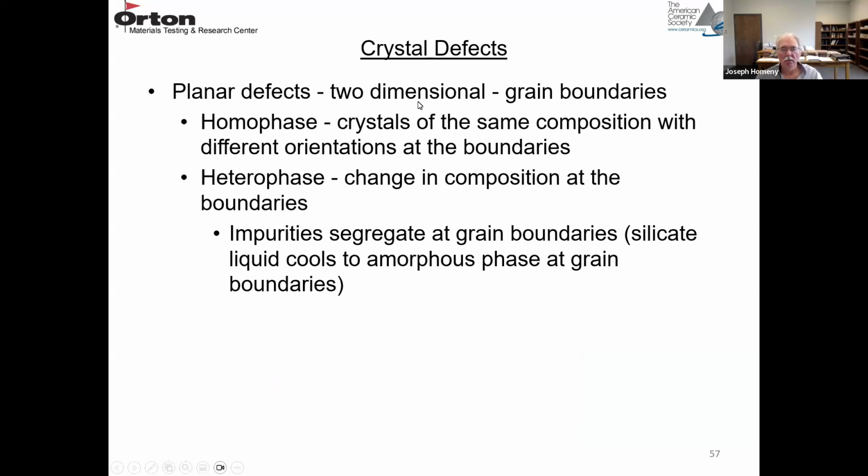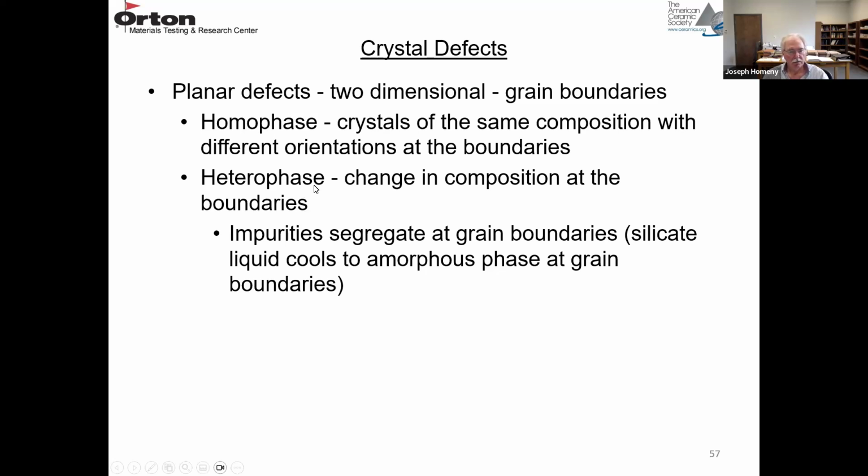Planar defects are two-dimensional, and these would be grain boundaries between crystals in a polycrystalline material. So there's two types of grain boundaries, a homophase and a heterophase. In this first one here, homophase, you have crystals of the same composition with different orientations at the boundary. So you have a polycrystalline material that's very pure. At the grain boundaries, you have two crystals in contact. You have a distorted structure at the grain boundary. That's a homophase grain boundary.